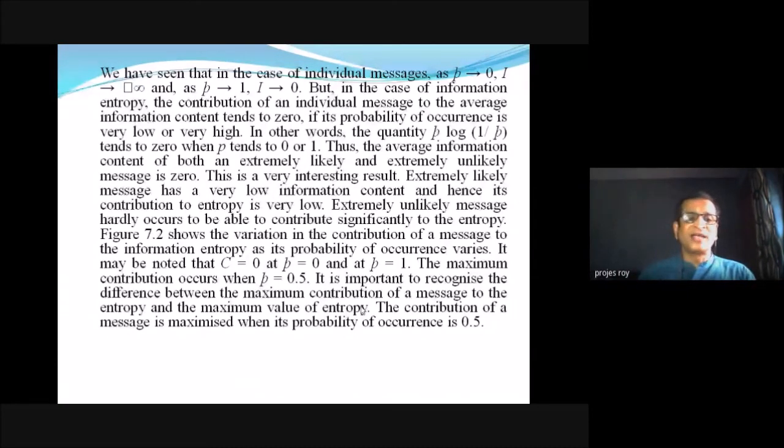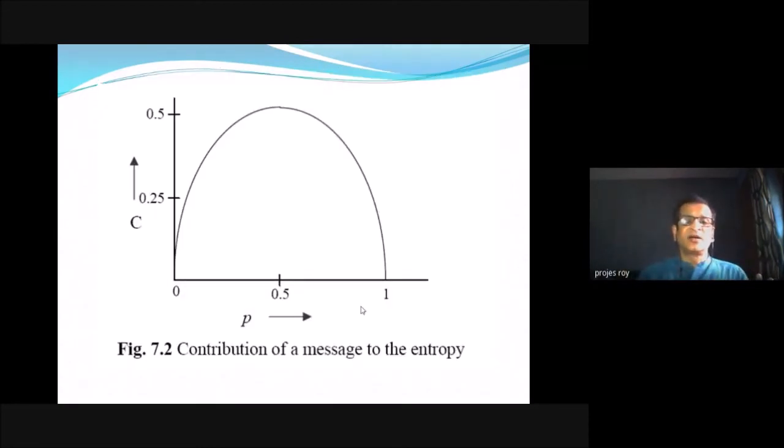The contribution of a message is maximized when the probability of occurrence is 0.5, meaning half of the time the message may come or may not come. It is a 50% concept. Here you can see the contribution of a message to entropy. If the message probability is high, the entropy rises, making a curve. It is almost like a 50-50% situation.